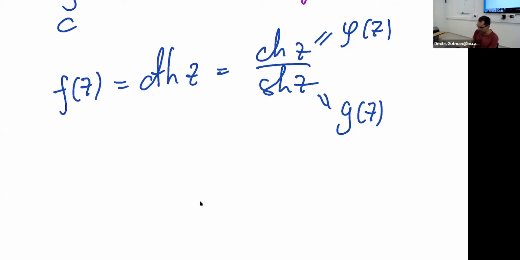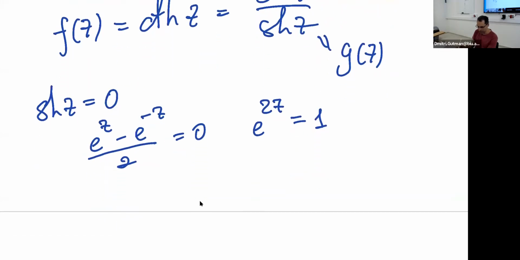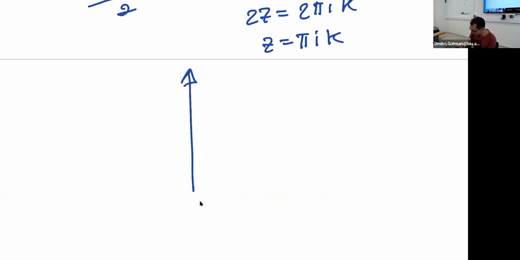The beginning was right. So the beginning was where the hyperbolic sine is equal to 0, which means e to the power z minus e to the power minus z is equal to 0, which means that e to the power 2z is equal to 1. And this means that 2z is equal to 2 pi i k, which means that z is equal to pi i k. So if you look at the complex plane, where do these points lie?